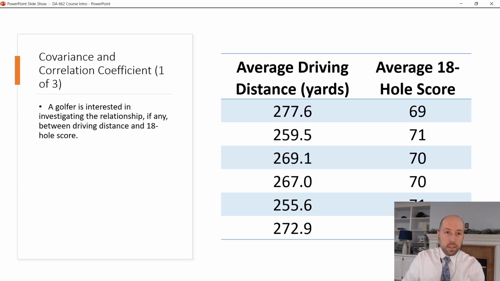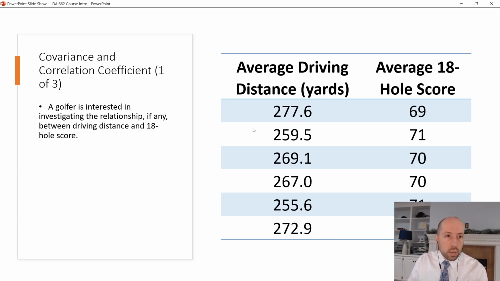And I said, hey, you shouldn't be hitting this. You should be hitting that. And you couldn't reject the hypothesis. So it was kind of fun. So, okay, it was exactly this. It was driving distance and 18-hole score.